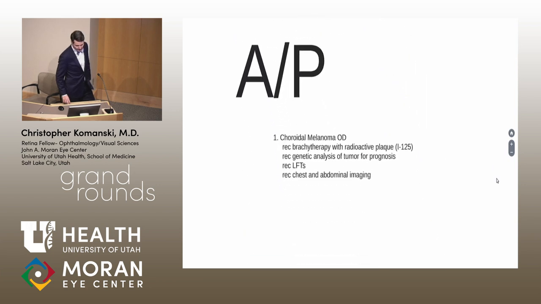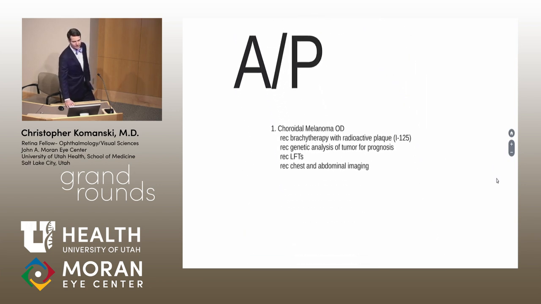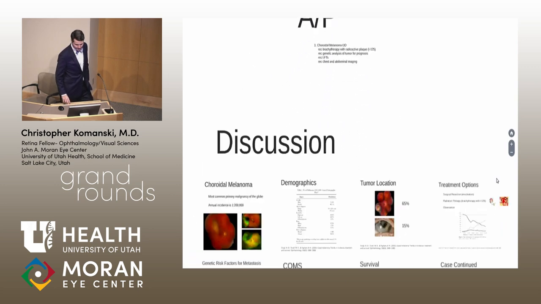So at this point, we have a patient we're diagnosing with choroidal melanoma of the right eye and wanted to recommend an evaluation for brachytherapy with a radioactive plaque, and we wanted to perform genetics to give him a prognosis of his tumor and then also get liver enzymes, chest, and abdominal imaging. At this point, he elected to be referred to Philadelphia where Dr. Shields performed his plaque treatment.